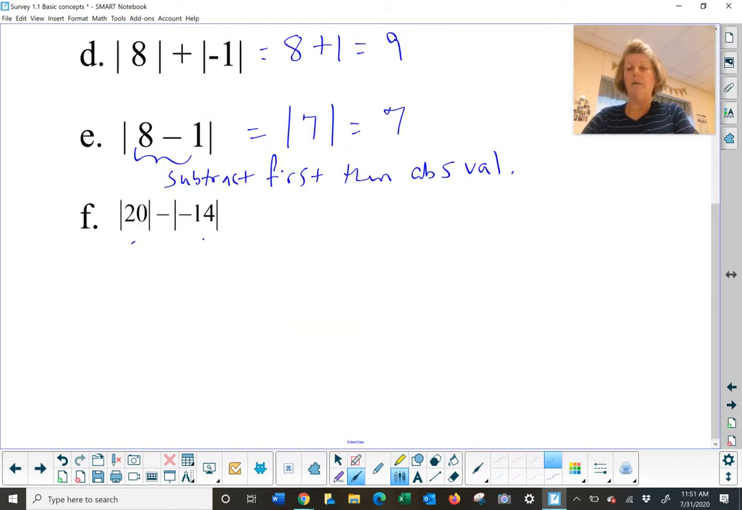Individually, we'll work the absolute values. So this would turn into 20. Copy down the function, which is subtraction. And then this little guy is going to turn out to be 14, positive 14. But since we're in a subtraction mode, it's going to be 6.